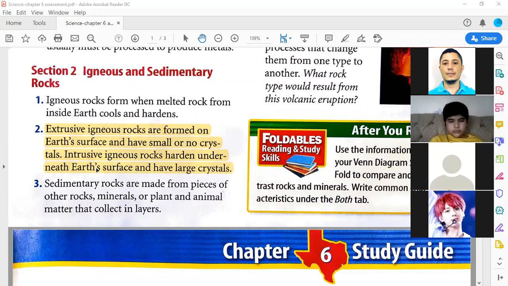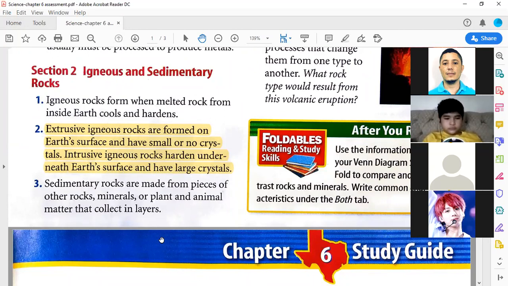Right. So igneous rocks are divided into two groups: extrusive and intrusive. So what are extrusive igneous rocks? Those that are formed on Earth's surface, and they may have small or no crystals whatsoever. On the other hand, intrusive igneous rocks are those that harden underneath the earth, and they usually have large crystals.